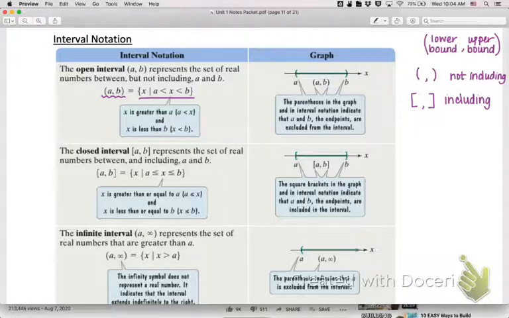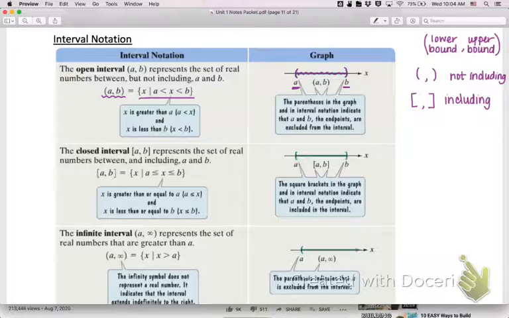And if we look at the graph, you can think about what that means. That means that A is our lower bound, and we want to include everything up to B, which is our upper bound, but the parentheses show that we are not including the endpoints, okay?